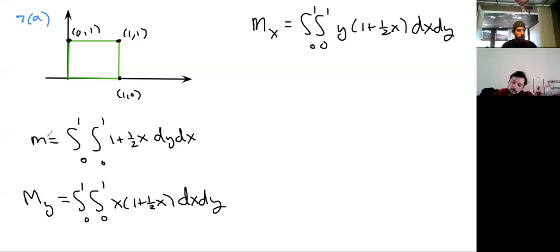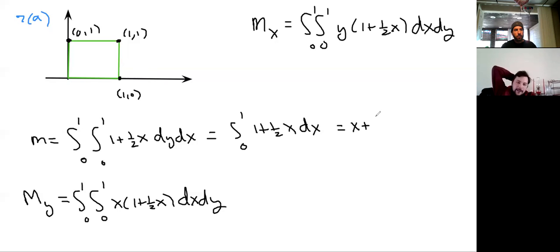This is pretty straightforward. What the heck, why not? Let's compute them. What's this integral? If I integrate with respect to y, you get 1 times y, so 1/2 xy. But when you plug in 1, all you're getting is what you started with. So this just simplifies to the integral from 0 to 1 of 1 plus 1/2 x dx, which is x plus 1/4 x squared from 0 to 1. And so your mass is 5/4.